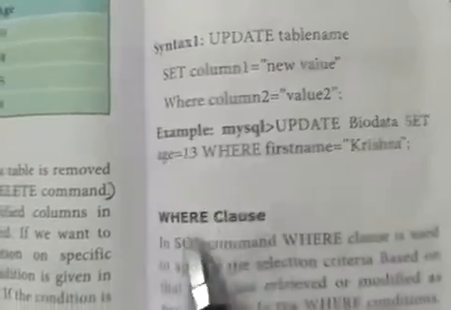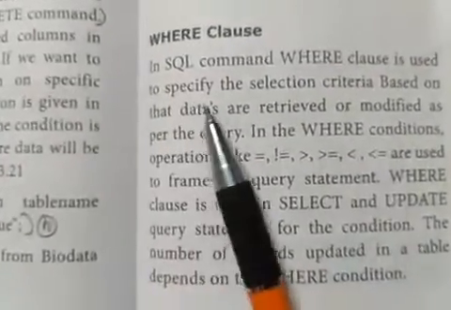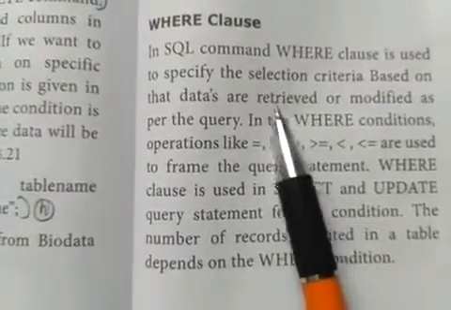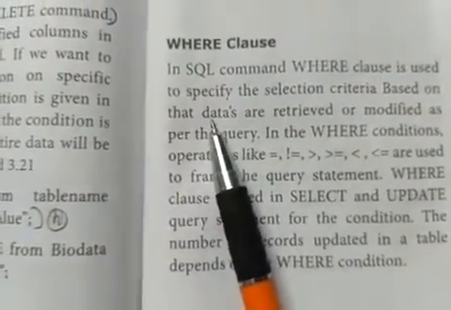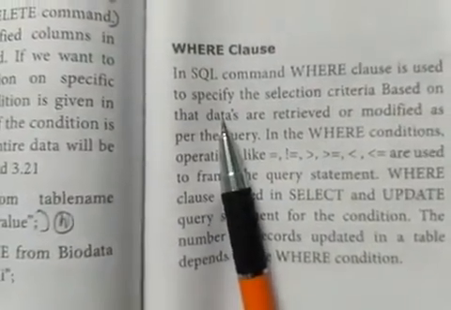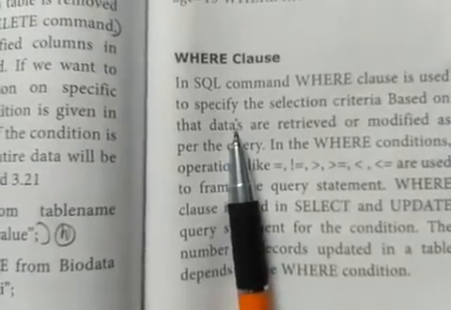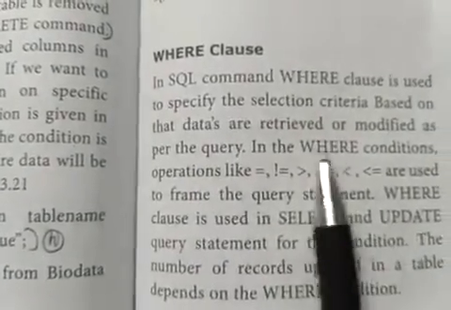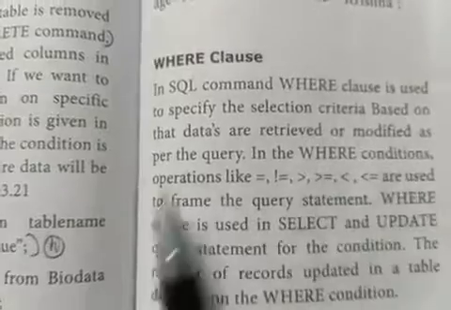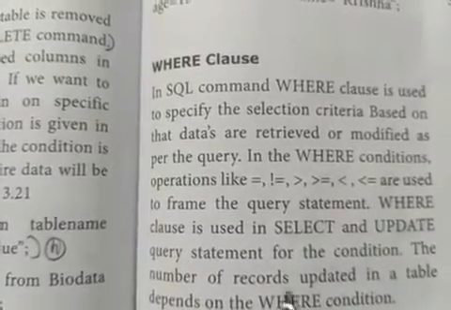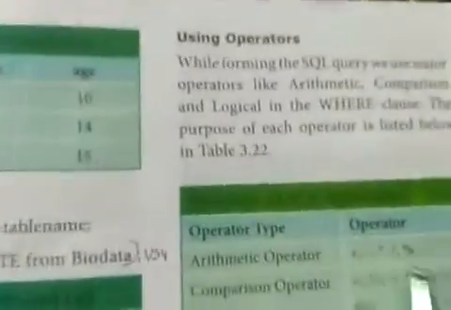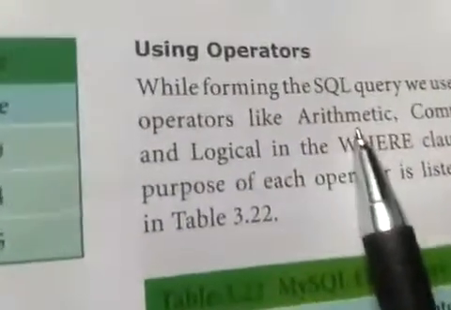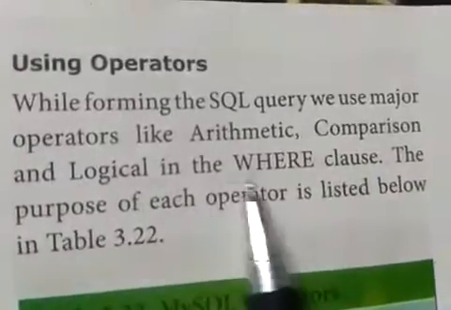The next topic we are going to see is the where clause. We already saw the where clause, which is used to display, retrieve or modify the data, that is, particular data in a particular record which satisfies the given condition. After using the where clause, we must use the condition, and the conditions are specified with the help of operators. What are all the operators we can use with the where clause? Arithmetic, comparison and logical operators.